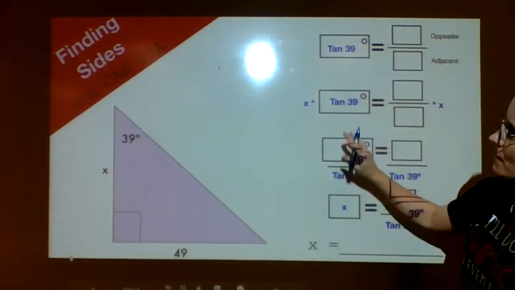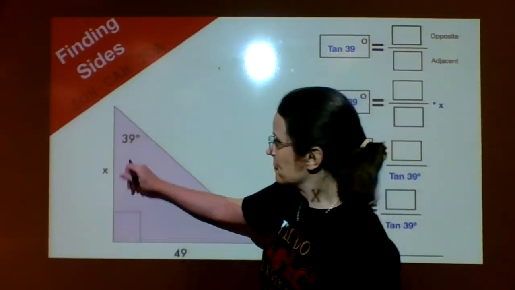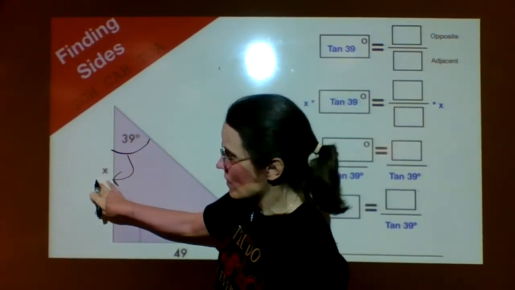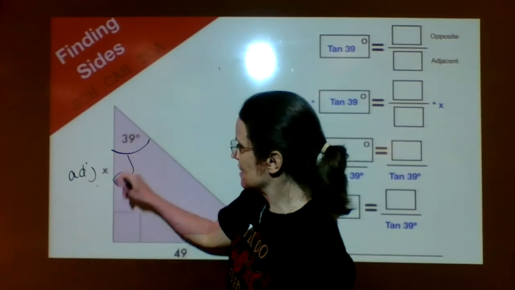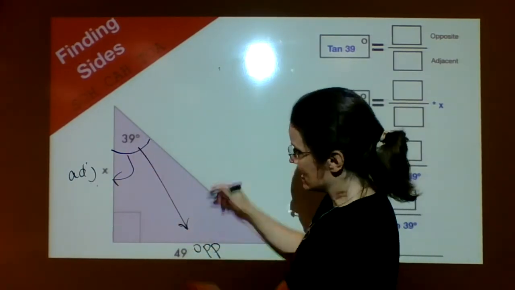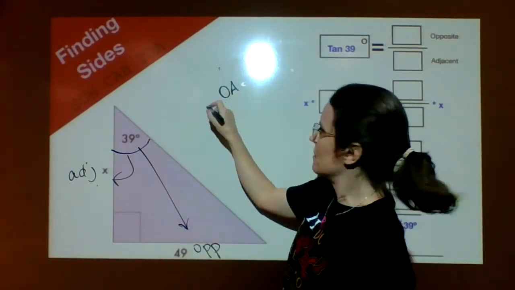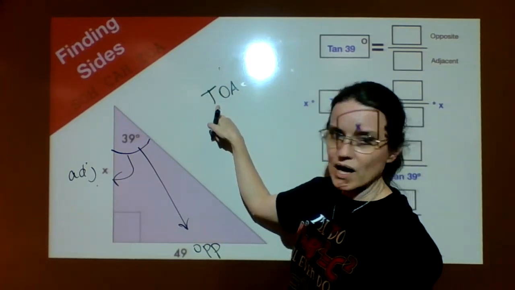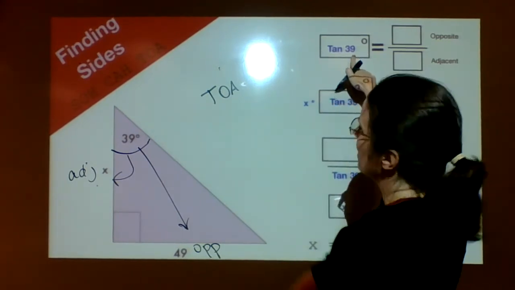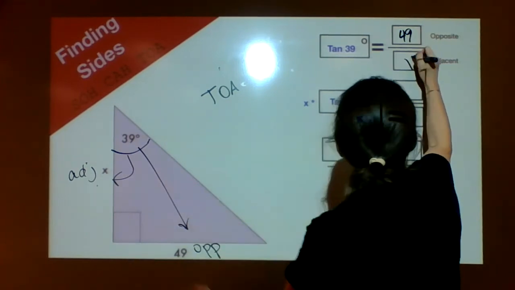Moving forward, for this one, again, I have a right triangle. I know I can do trig. I have an angle that's 39 degrees. The side I'm looking for is right up next to it, so it's adjacent. And then opposite, I have 49. So I have an adjacent and an opposite, and I know that's going to be my TOA from my SOHCAHTOA reminder. So I know to use the tangent of that angle. The opposite is 49. The adjacent is x.